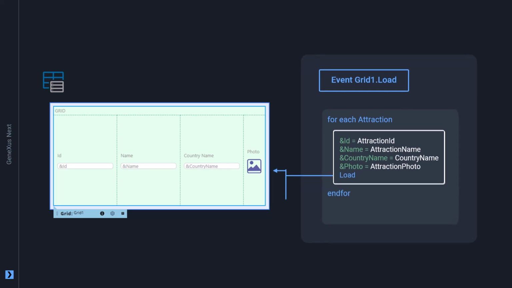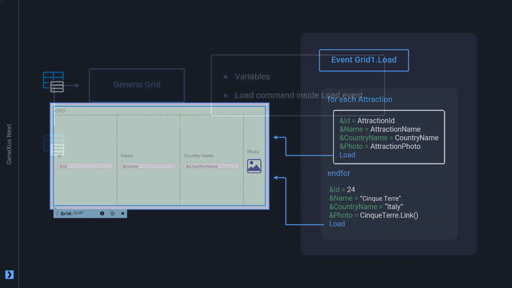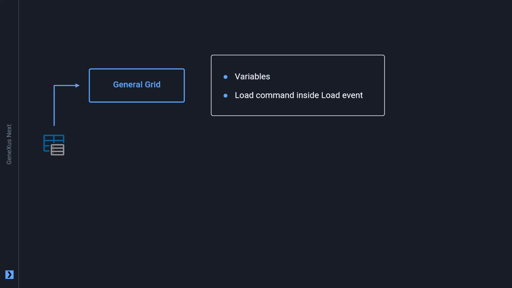In fact, we could perfectly well load some lines from the database grid and others manually. This grid is completely general. It is not specific purpose. The information of each line is loaded in variables and you have to use the load command inside the load event. If you want to load data from an entity, you have to specify a forh explicitly.